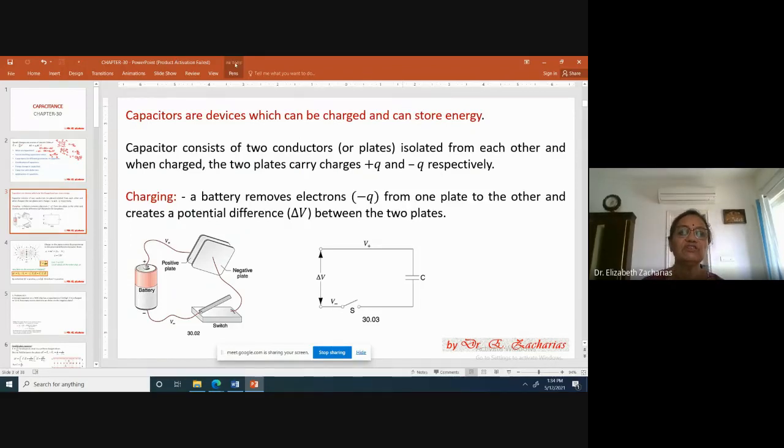The first question is, what is a capacitor? Capacitor is simply a circuit element. That's the first thing you should remember. A capacitor doesn't act alone; a capacitor is a part of a circuit. Or you can say it's a device which can be charged, so you can charge it and store energy in it. Have you come across capacitors in real life? Anyone?